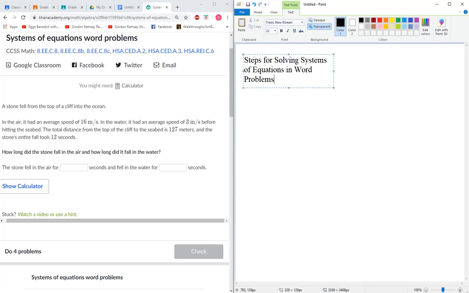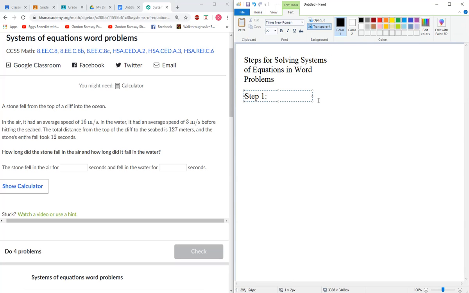So first, steps for solving systems of equations in word problems. Now, I'm not going to lie, this is going to be pretty difficult the first few times you do it, but probably by the 10th problem you do, you'll start to get the pattern that every question is kind of the same. They just change around the numbers. So this is what I mean by that.